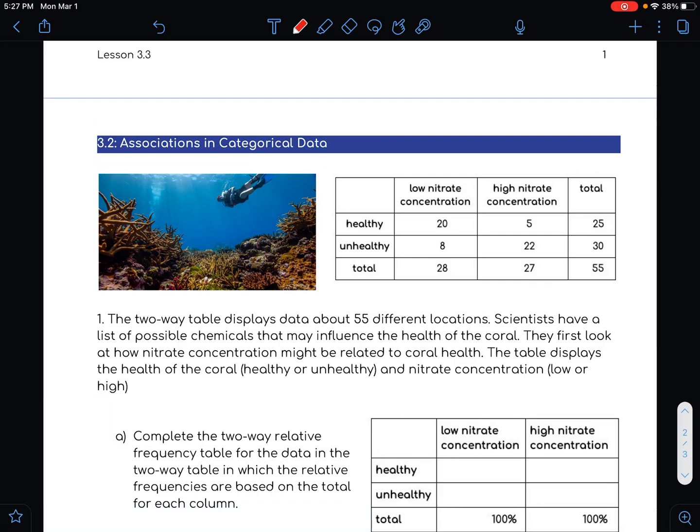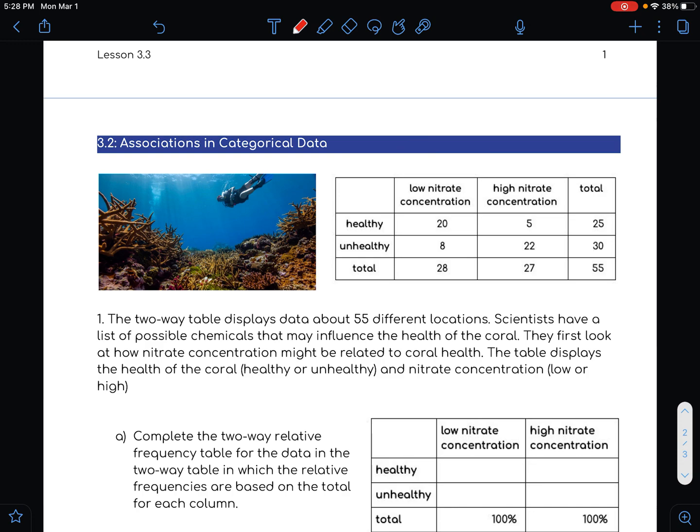Let's look at another situation in which we are looking for the connection or association between two categorical data variables. Notice at the top of the page here we have a picture of a coral reef in the ocean, and then to the right we have a two-way table that gives us some numbers around healthy or unhealthy coral versus low nitrate concentration and high nitrate concentrations. Let's read a little bit about this.